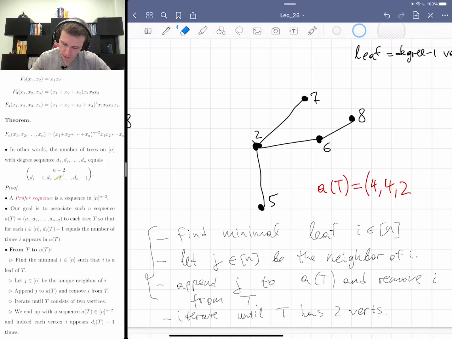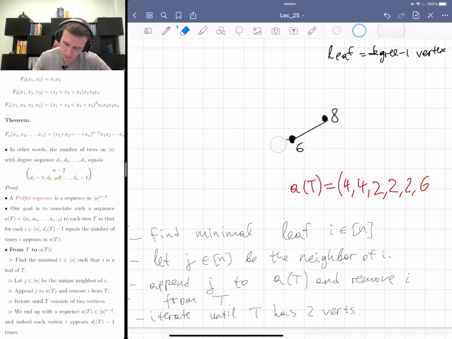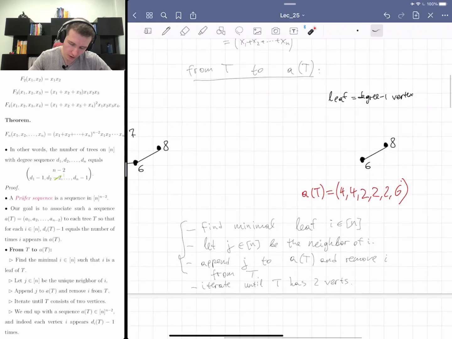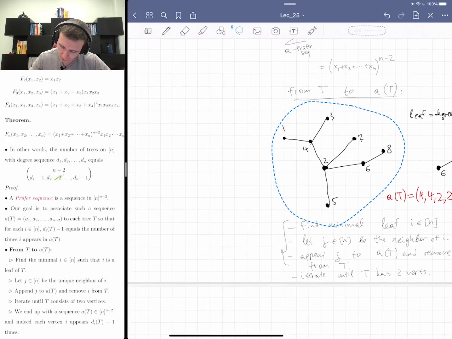And I just keep going. The next one is 5. I record 2, remove 5. The next one is 7. I record 2, remove 7. And the next leaf is 2. So I record 6, and I remove 2. And that is A of T. So I am left with 2 vertices, at which point I'm going to stop. Let me bring the tree back to its original place.